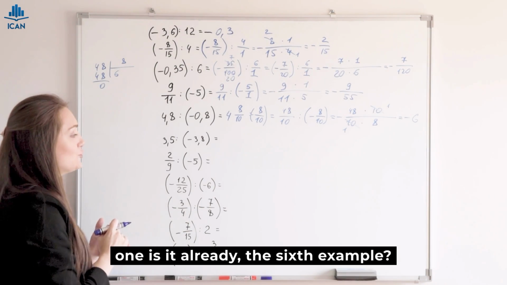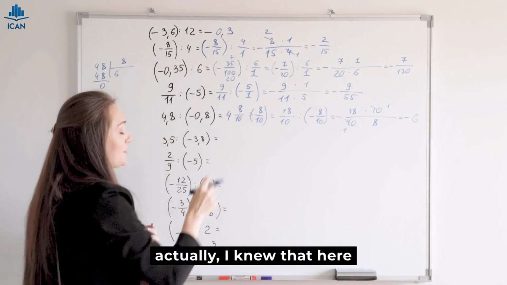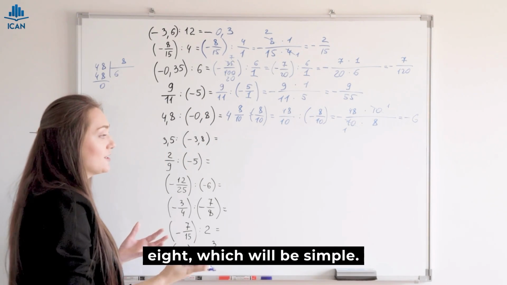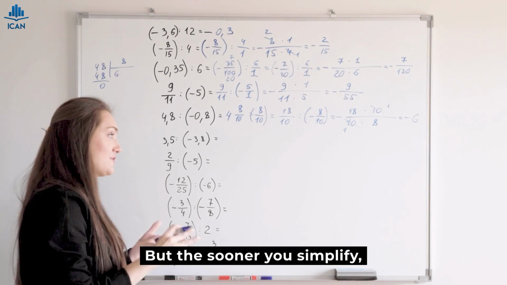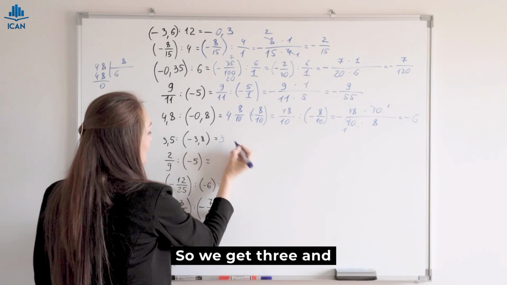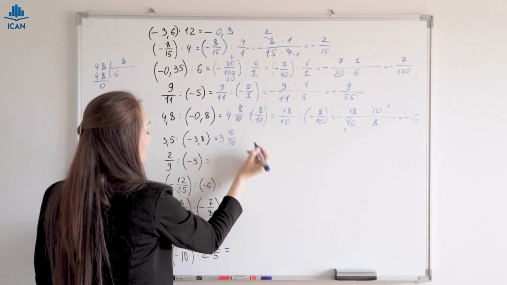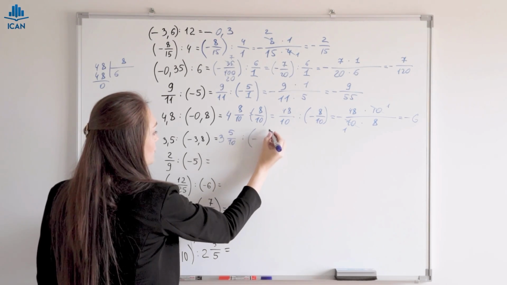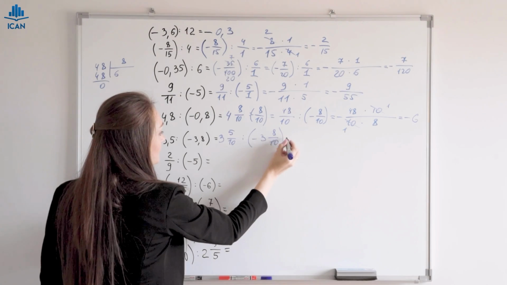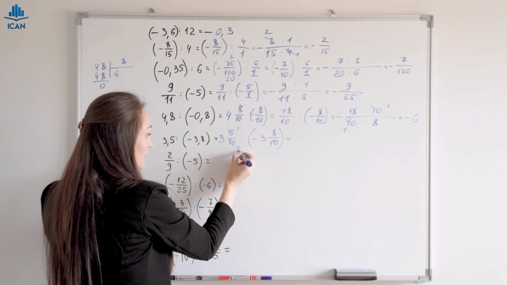The sixth example. We'll go the same way, but we'll simplify at this step because actually I knew that here it would be 48 divided by 8, which will be simple. But the sooner you simplify, the better. So we get 3 and 5 tenths divided by minus 3 and 8 tenths. Okay, let's simplify here. Yes, we get 1/2.